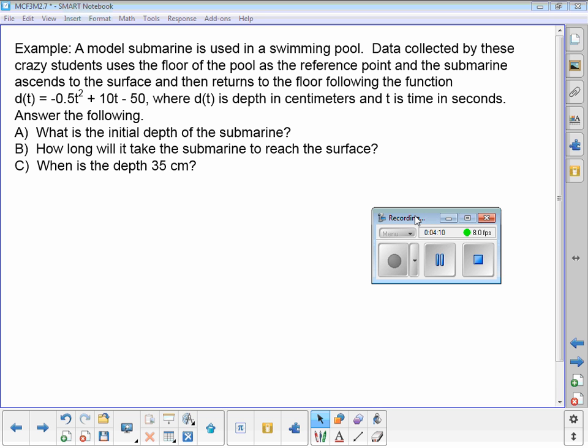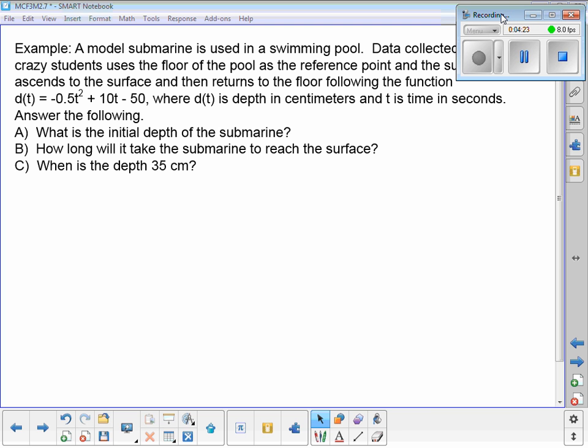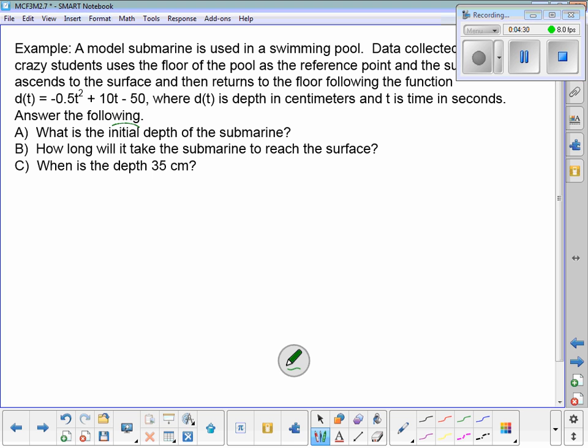They used software to come up with that equation. D of t is the depth in centimeters, and t is time in seconds. So we want to answer the following. What is the initial depth of the submarine? The keyword here is initial. If you look back at your cheat sheet, this is your y-intercept. How do we find the y-intercept? We let x equal 0.